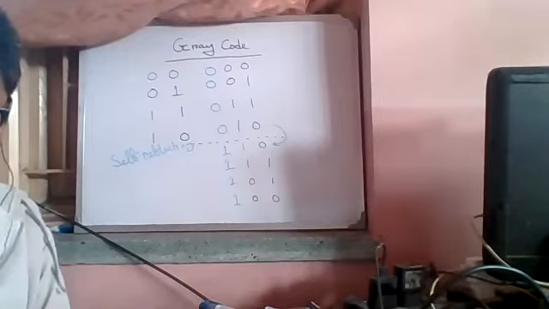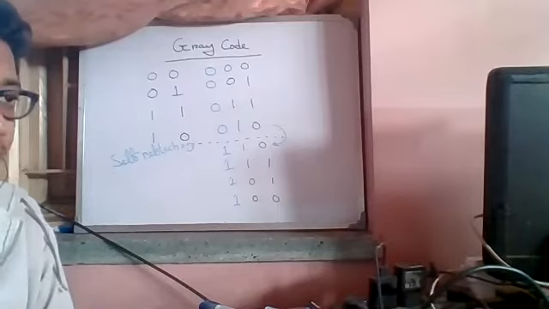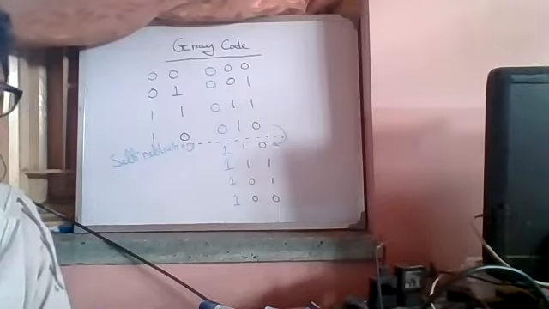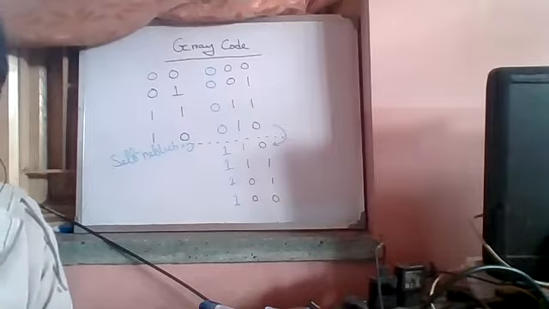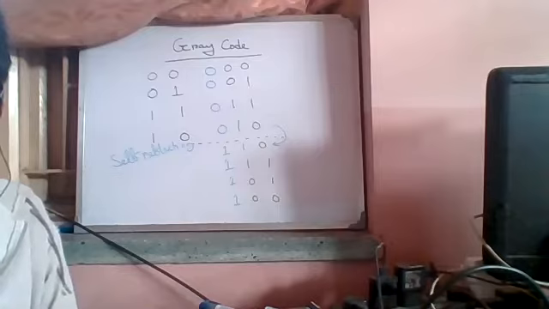So that is why these gray codes are not suitable for any arithmetic operations. You have to remember that these gray codes are not suitable for any arithmetic operations. For any arithmetic operations, we will not go for gray code, right?